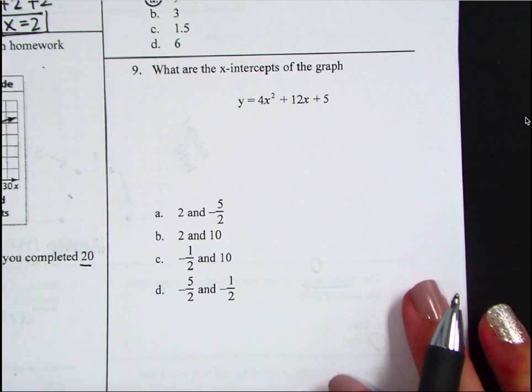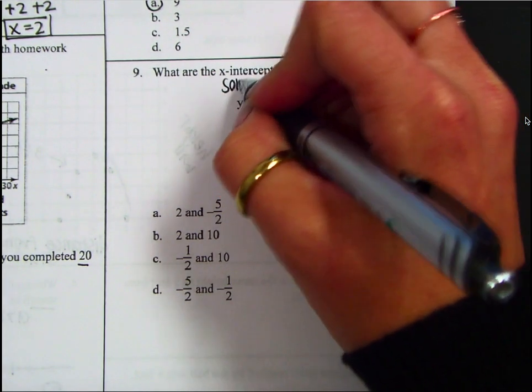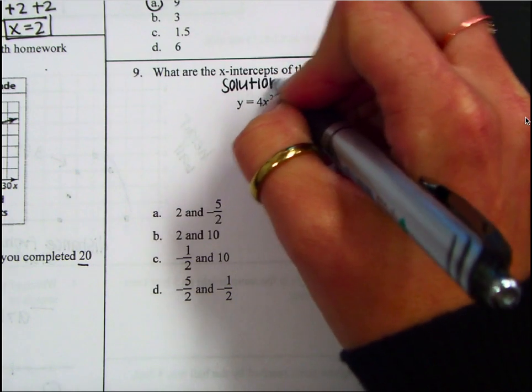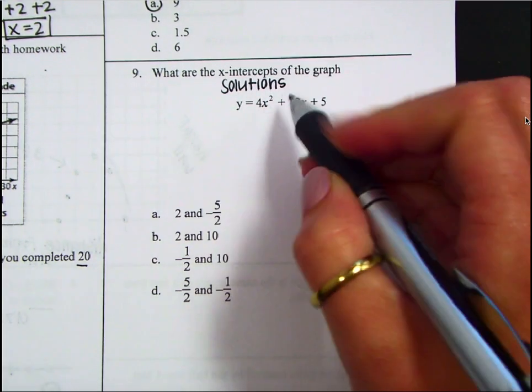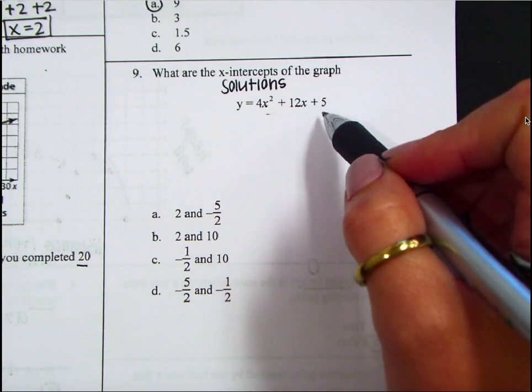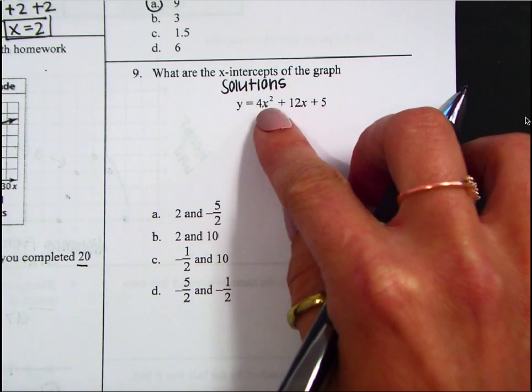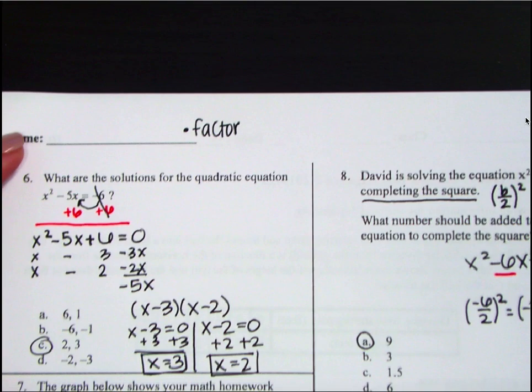Number 9, what are the x-intercepts of the graph? So again, x-intercepts we know means solutions. So we're going to be solving. What we can do again is factor and then set our factors equal to 0. That's always what you want to try first when you're looking for solutions. You try factoring first.